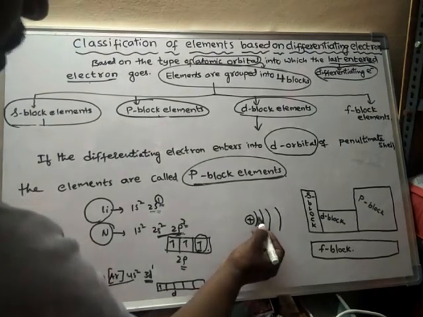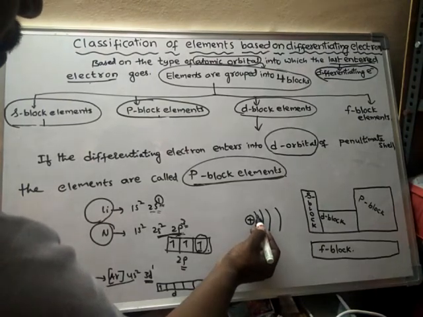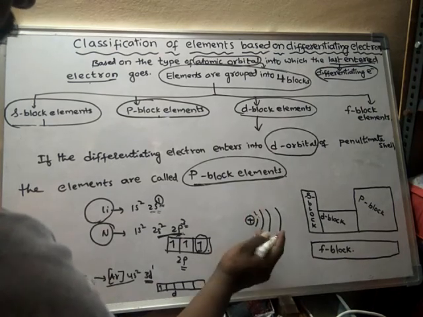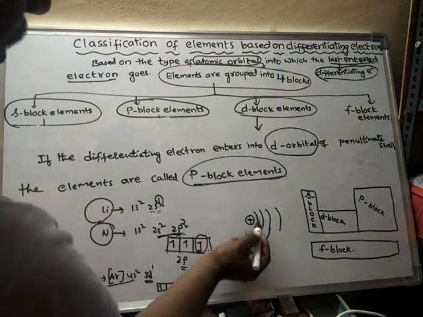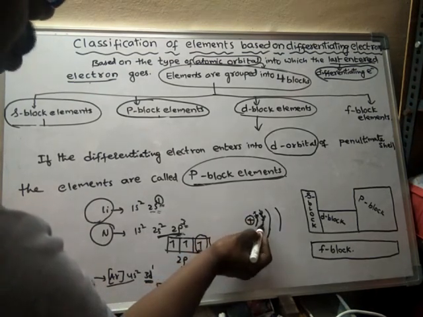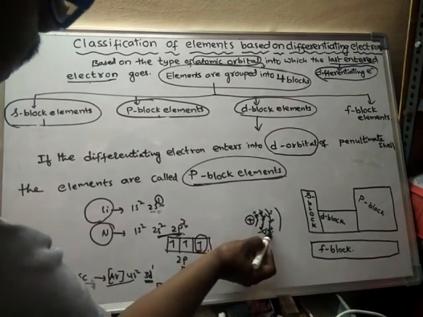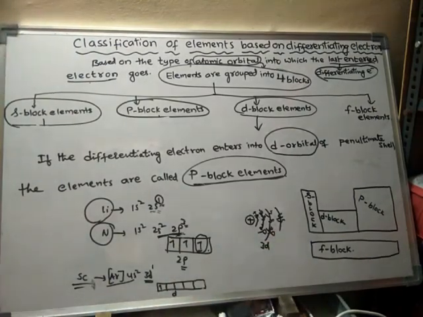So in the first shell, s contains 2 electrons. Okay, let it be. So here in the third shell, 3d is present. In the first shell, 1s is present. In the second shell, 2s and 2p are present. In the third shell, 3s, 3p and 3d are present. In the fourth shell, 4s is present. So in scandium, after 4s, the last entered electron is into 3d.